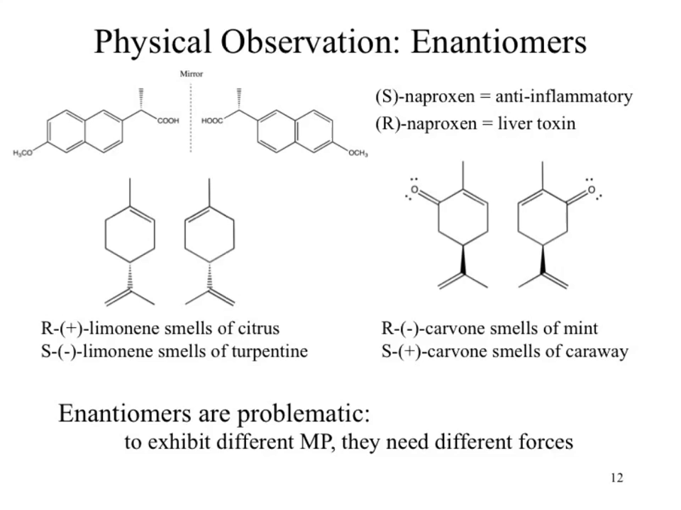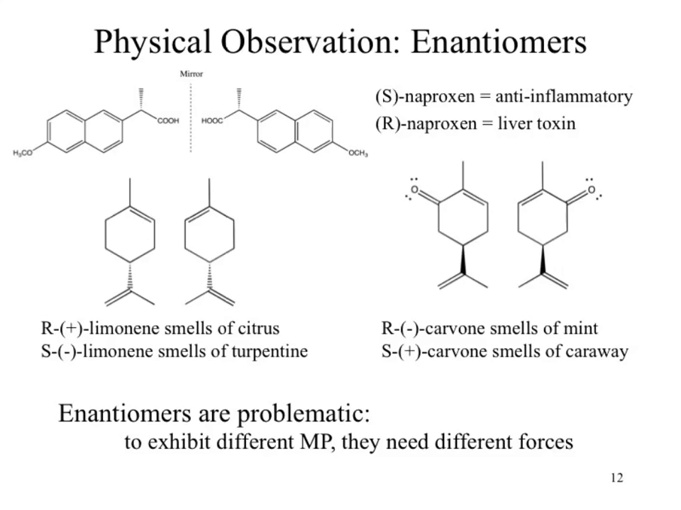Okay, so we've got a whole bunch of enantiomer examples up here. At the top, we've got naproxen. Ignore the S and the R for the moment. One of those is an anti-inflammatory. The other one's a liver toxin. Naproxen being kind of a painkiller, it might be nice to only ingest the anti-inflammatory. If we take the other enantiomer version, it turns into a liver toxin.